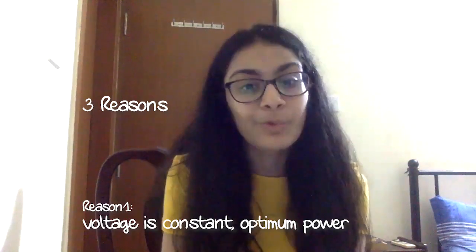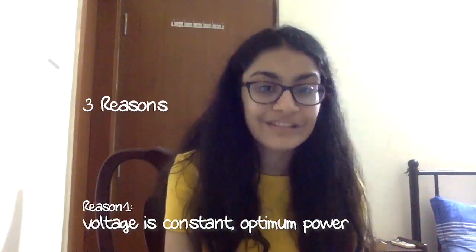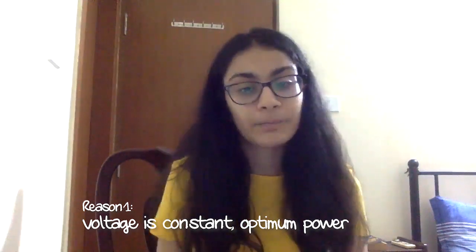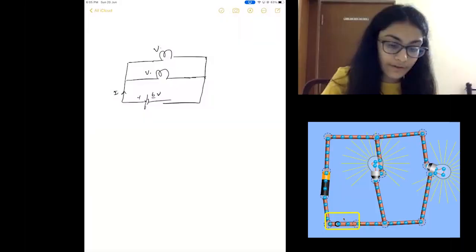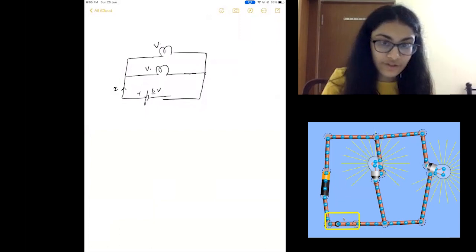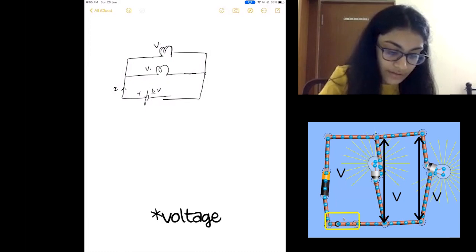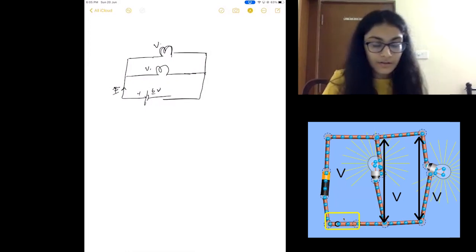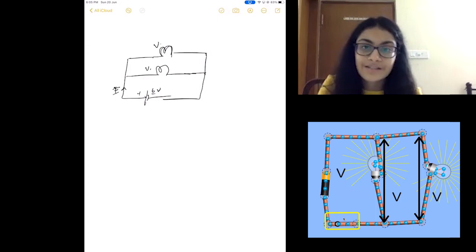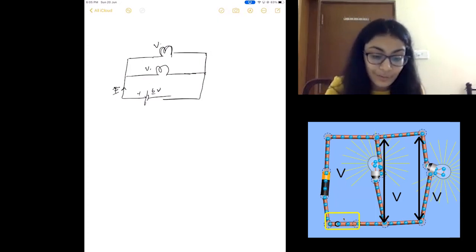Number one, the voltage in parallel remains constant and each bulb works at an optimum power. Here we have the parallel connection, and you can see these are the bulbs which are on here, and we have a constant voltage, and here is the current I. That just represents that there's a constant voltage.